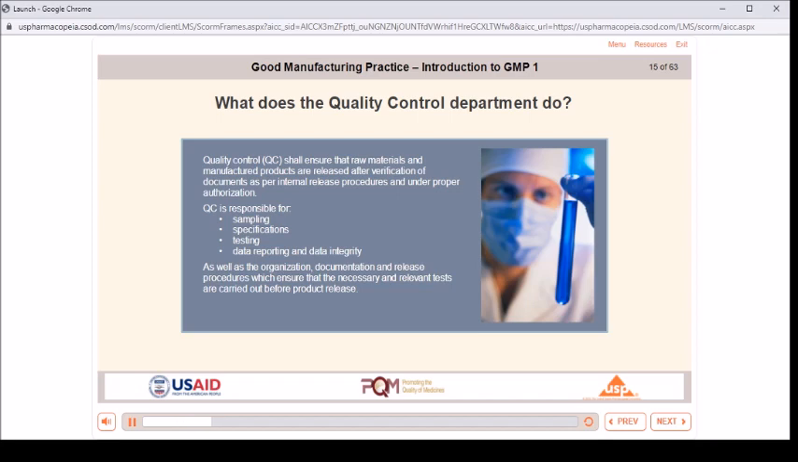Quality Control, QC, shall ensure that raw materials and manufactured products are released after verification of documents as per internal release procedures and under proper authorization. QC is responsible for sampling, specifications, testing, data reporting and data integrity, as well as the organization, documentation, and release procedures which ensure that the necessary and relevant tests are carried out before product release.